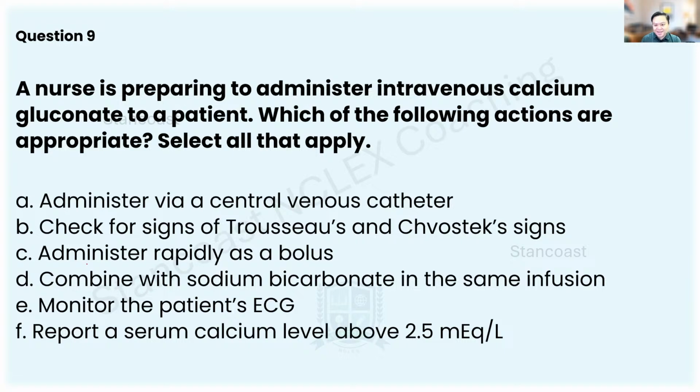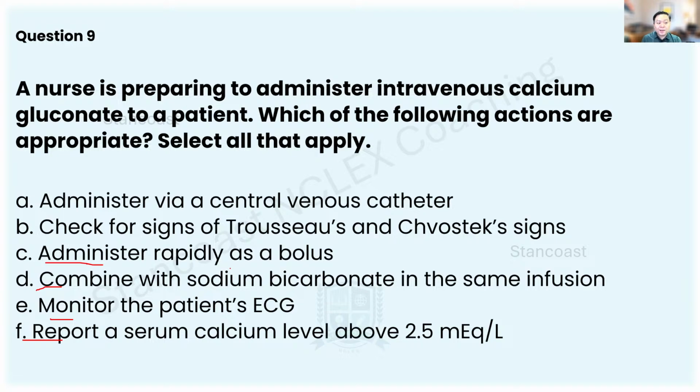Yes, Roxanne, that is correct. We need to have continuous cardiac monitoring when we are administering the calcium gluconate as well, especially that they have the electrolyte imbalances going on. Is it C, administer rapidly as a bolus, or is it D, combine with sodium bicarbonate in the same infusion, or E, monitor the patient's ECG, or F, report a serum calcium above 2.5 milliequivalents per liter?